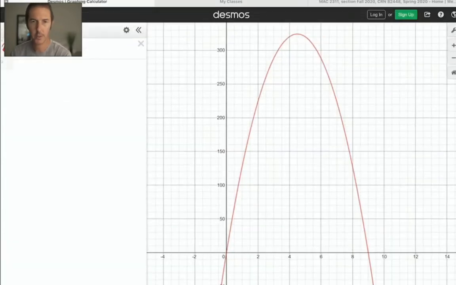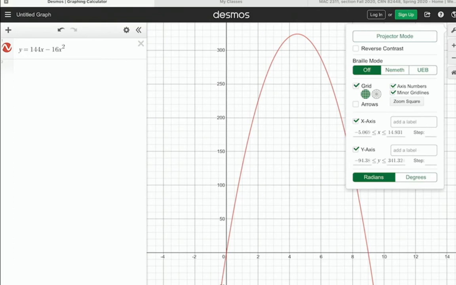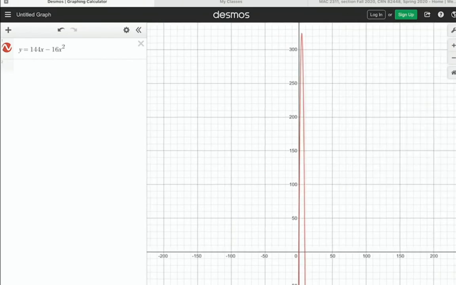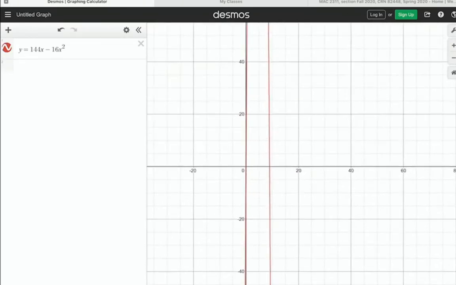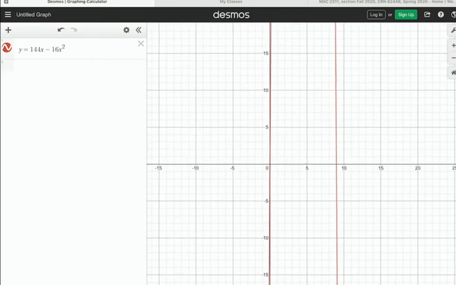Let's take a look. Here it is. So when I first graphed this, let me hide myself there. I don't see a reset button on here. Oh, zoom square, that might do it. Right, so when I first graphed this thing, it looked like this, right? I can see that there's some red on there. That's my curve, but it doesn't help me very much.